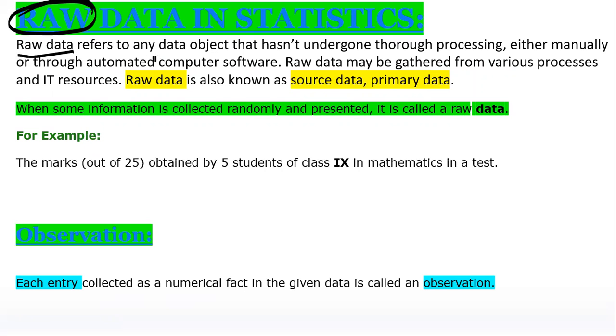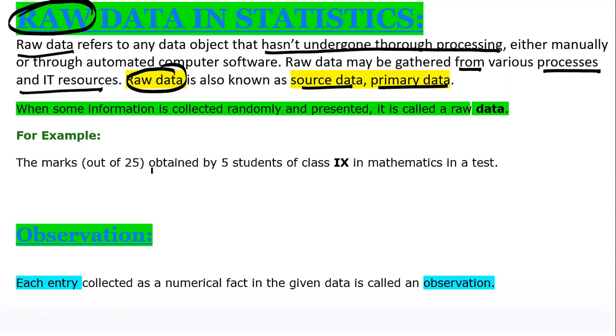Raw data refers to any data object that has not undergone any processing, either manually or through automated computer software. Raw data may be gathered from various processes and IT resources. Raw data is also known as source data or primary data. In short, we can say when some information is collected randomly and presented, it is known as raw data.